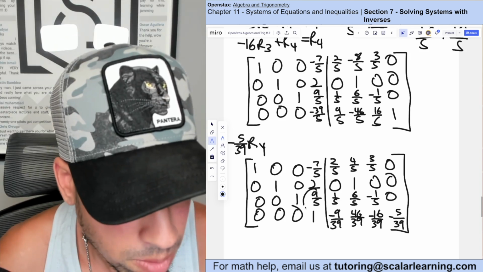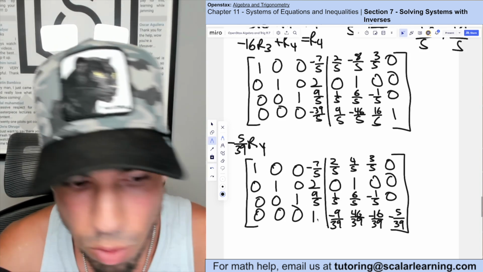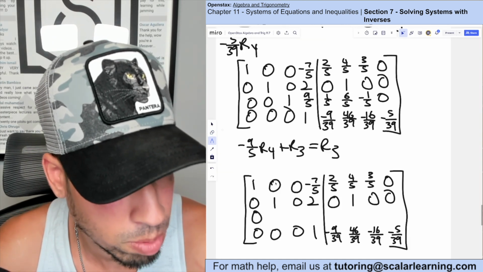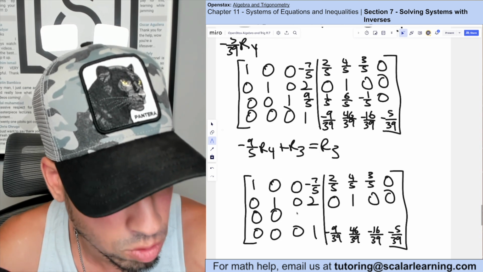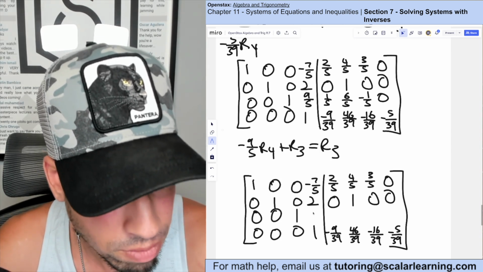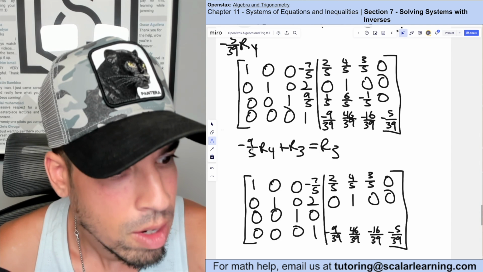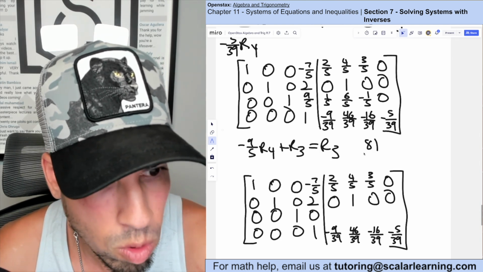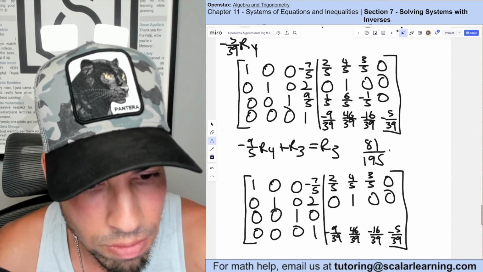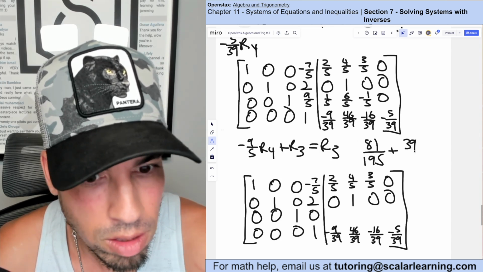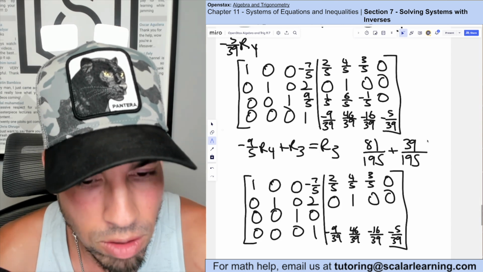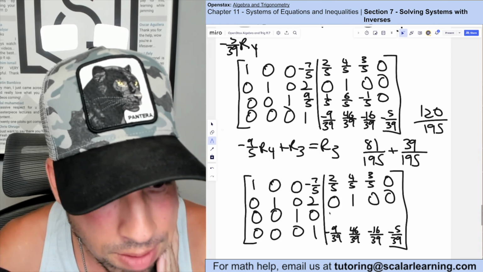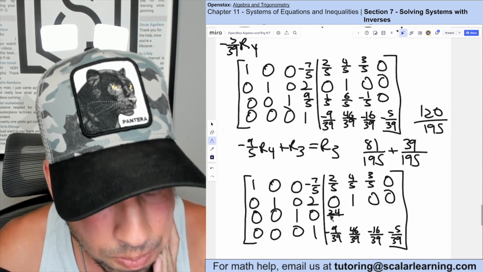Now we can start to flip this one by multiplying row 4 by negative 9 fifths, adding it to row 3. So we have 0 plus 0 is 0, 0 plus 0 is 0, 0 plus 1 is 1, negative 9 fifths plus 9 fifths is 0. All right, now the fun part. Now we get negative 9 fifths times negative 9 over 39. That's 81 over 195 plus 1 fifth, which is the same as 39 over 195. Add those together. You get 120 over 195. Divide top and bottom by 5, and we get positive 24 over 39.